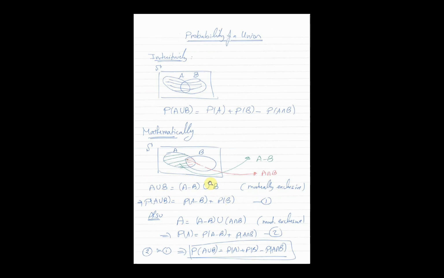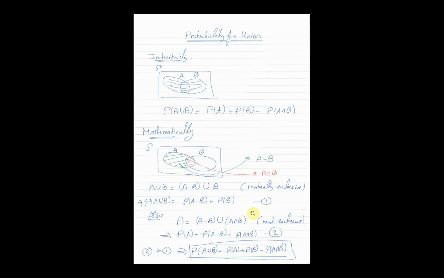However, I'm not done here because at the end, we need to express the union probability in a certain way. We now have the probability of the A minus B set plus the probability of B. So let's call this equation 1, and let's do something similar for A itself. Do you see the A circle? How else can we express it? Isn't it true that the green area union with the red area gives us A? So A can be expressed as A minus B union with A intersection B, the green one union with the red one.